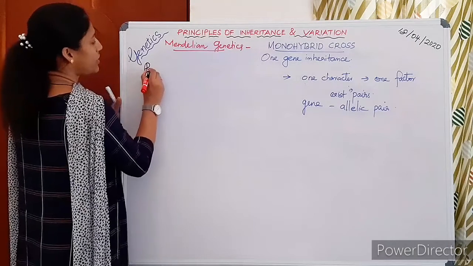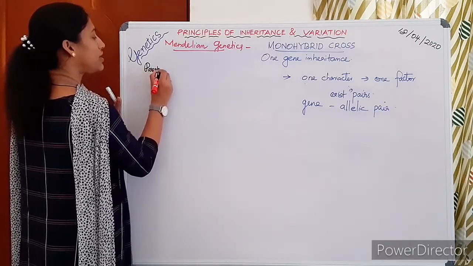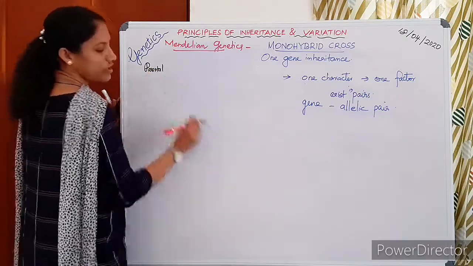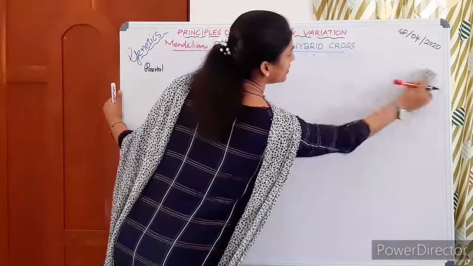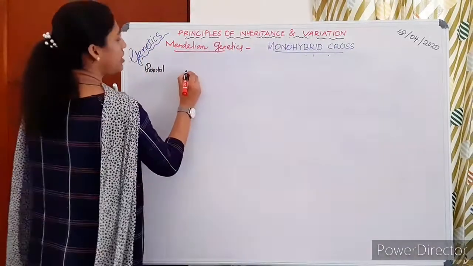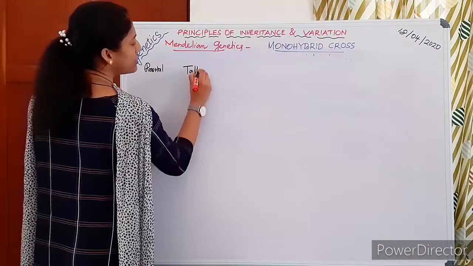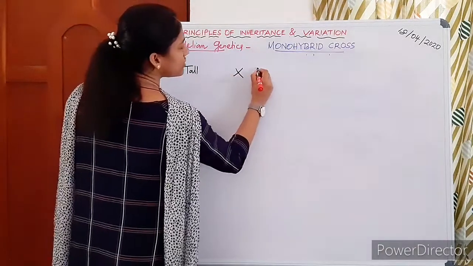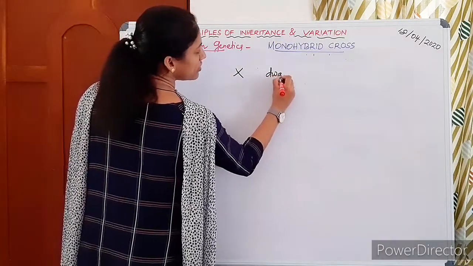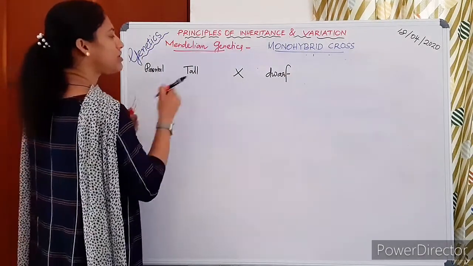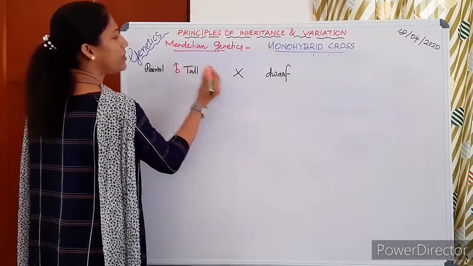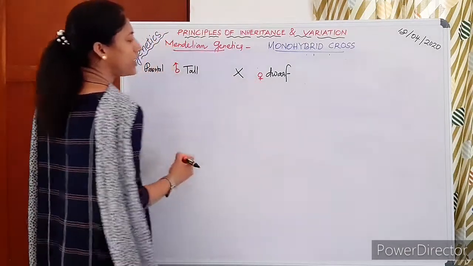Okay, using symbols. The parental generation we represent using symbols. First plant, tall plant. The second plant, dwarf plant. One of these is male, the other one is female. This one we can take as the male plant, this one as the female plant.